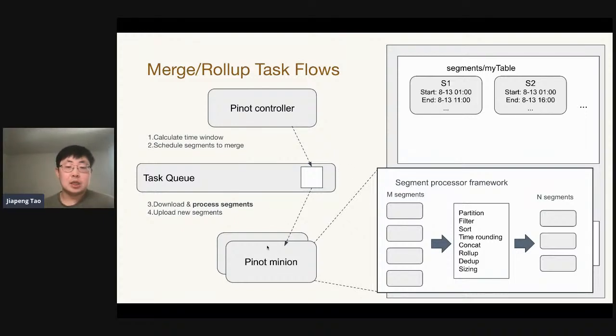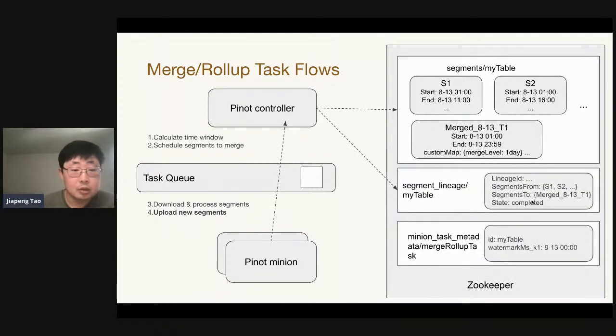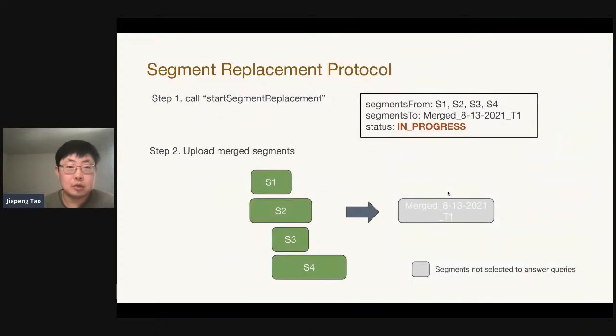Once the minion has processed all the segments, it needs to upload the output segments back to the table. From the broker's point of view, we want to swap the original segments with the merged segments in an atomic way. Here it uses a new protocol called the segment replacement protocol, which depends on a new metadata called segment lineage to achieve the atomic swap. Let me jump to this slide to show the replacement protocol.